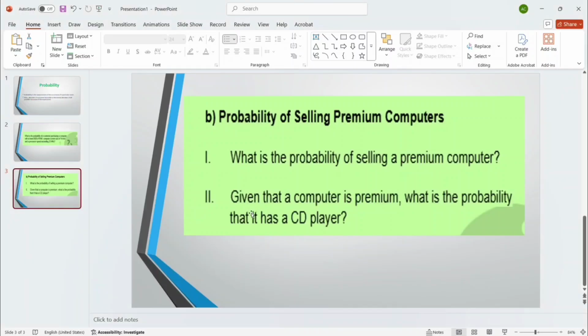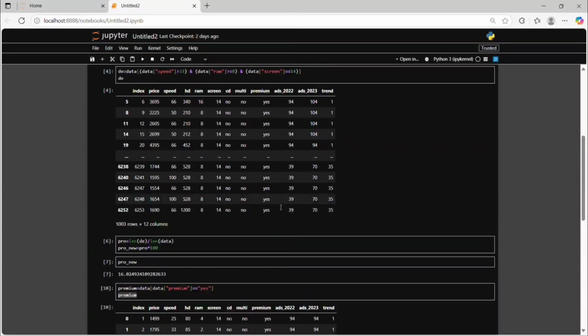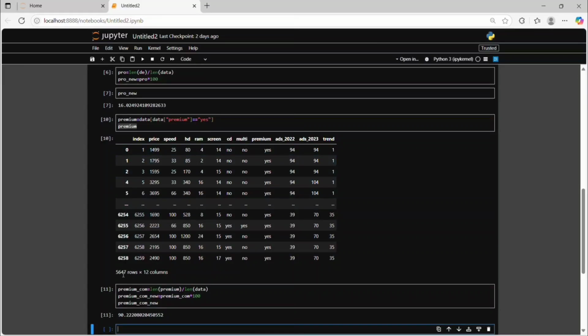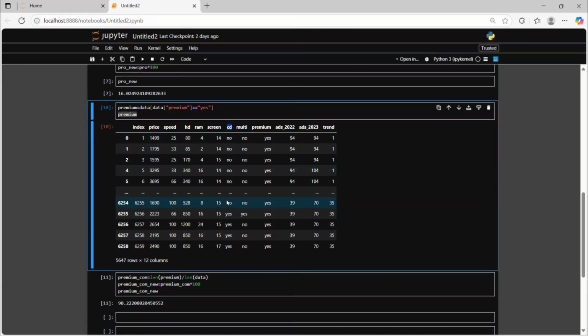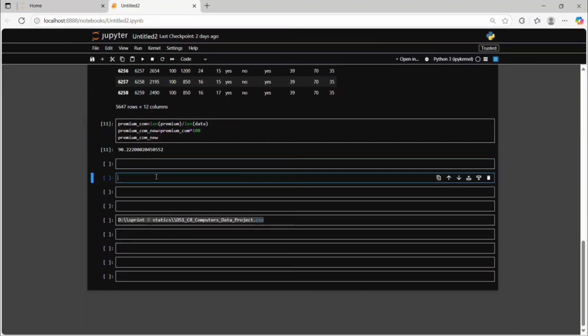The third question is: given that a computer is premium, what is the probability that it has a CD player? So basically we extract our premium computers here, as you can see 5647. From these premium computers, what is the probability of getting a CD player? As you can see here, I also have a CD player column. It is also a yes and no nominal categorical column. On the basis of that we can answer our third question also. So it's our task 3.